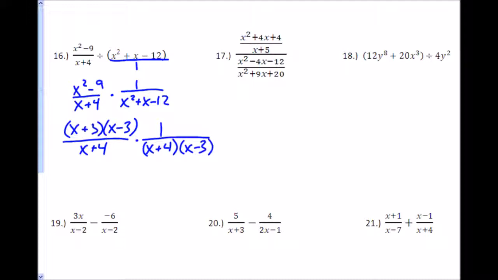And now I cancel out any common factors. Here the x minus 3's cancel, and that's it. So my numerator is the x plus 3. Again, my denominator is x plus 4 and x plus 4, which I can rewrite as x plus 4 squared just to save a little space.